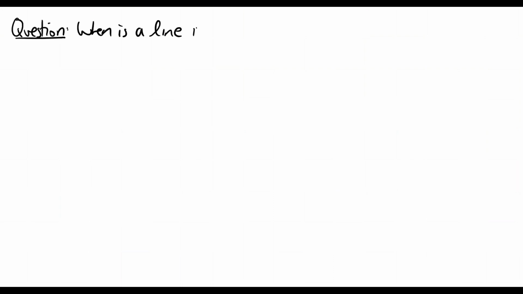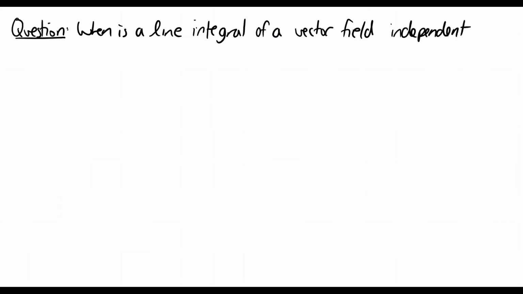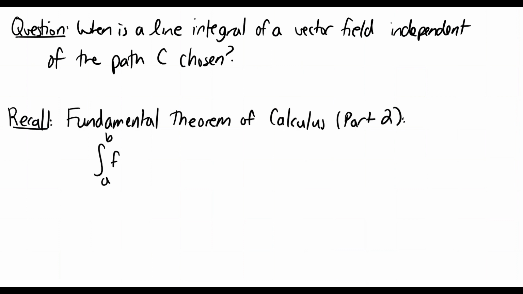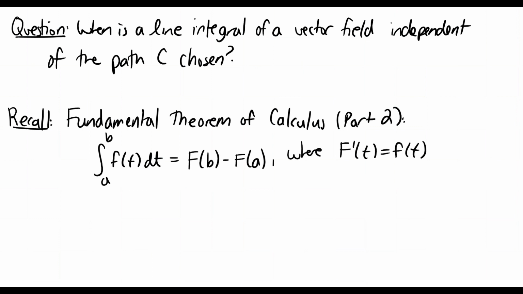In this video, we're going to answer the question, when is a line integral of a vector field independent of the path C chosen? Before we do that, let's back up a second and review the fundamental theorem of calculus. If we want to integrate a function f of t dt from a to b, we find an antiderivative of f of t, called capital F of t, and take the difference of capital F of t evaluated on the endpoints a and b. We can also replace little f of t with capital F prime of t.